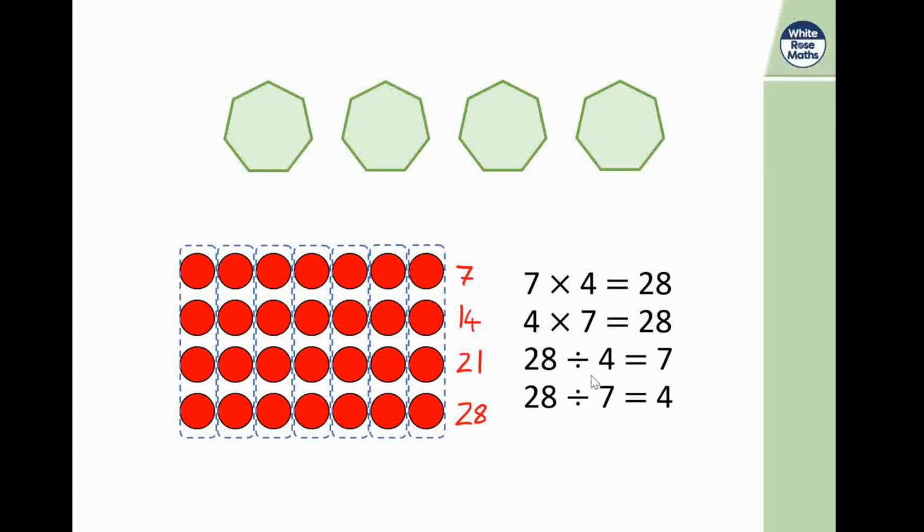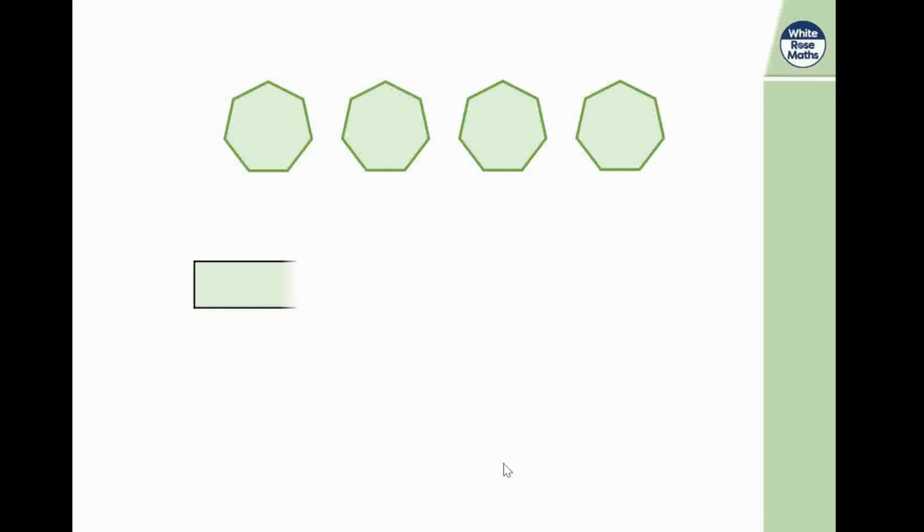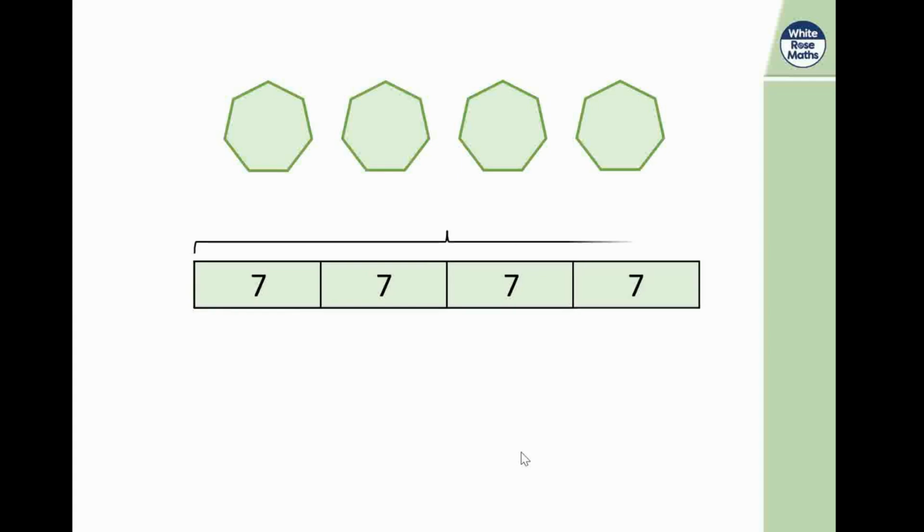Okay, so 28 divided by 4 equals 7, and 28 divided by 7 equals 4. Yeah? Okay. I see we're doing a number bar. 7, 7. So what number goes here? 28. There we go. If we add all these numbers, we get 28.